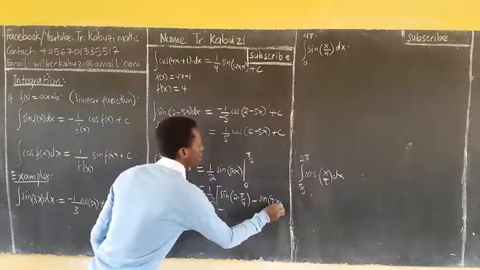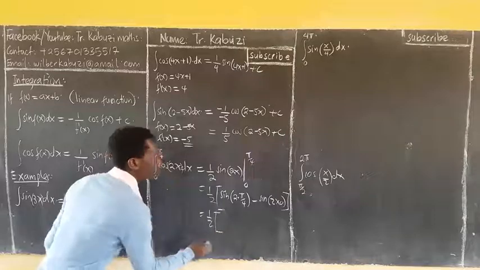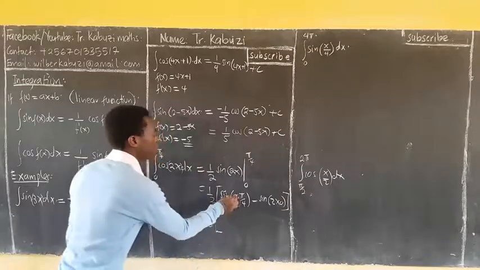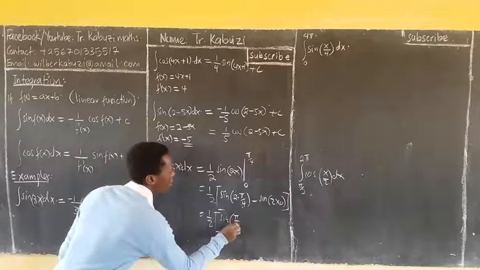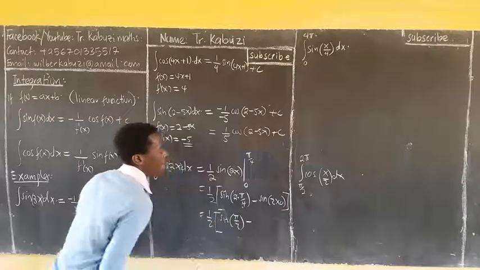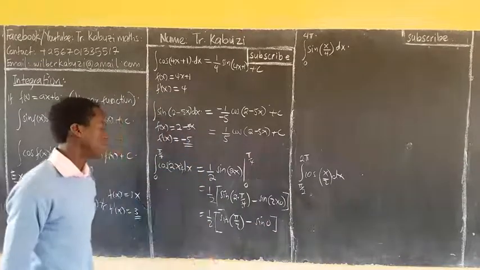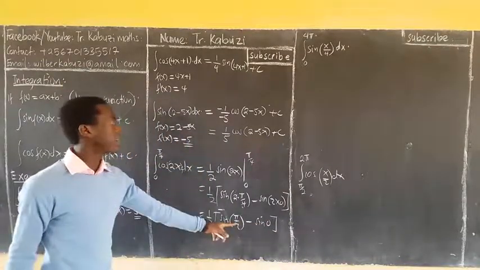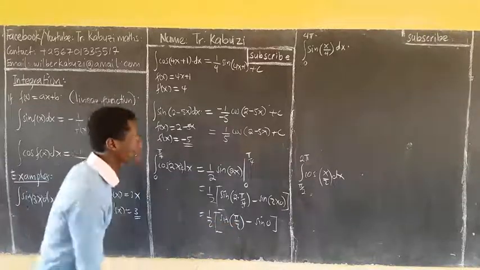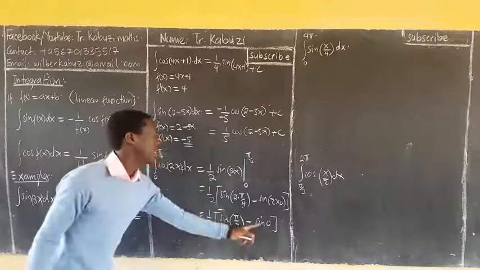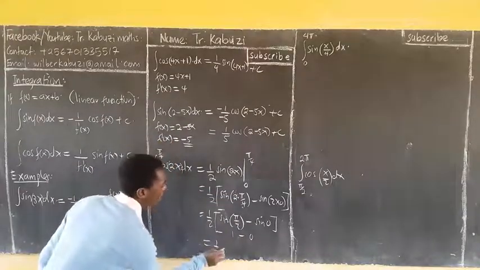So this will be a half into sine pi over 2, minus sine of 0. Pi over 2 in radians is 90 degrees, and sine of 90 is 1. So I have 1 minus sine of 0, which is 0. So 1 times a half gives a half as our answer.